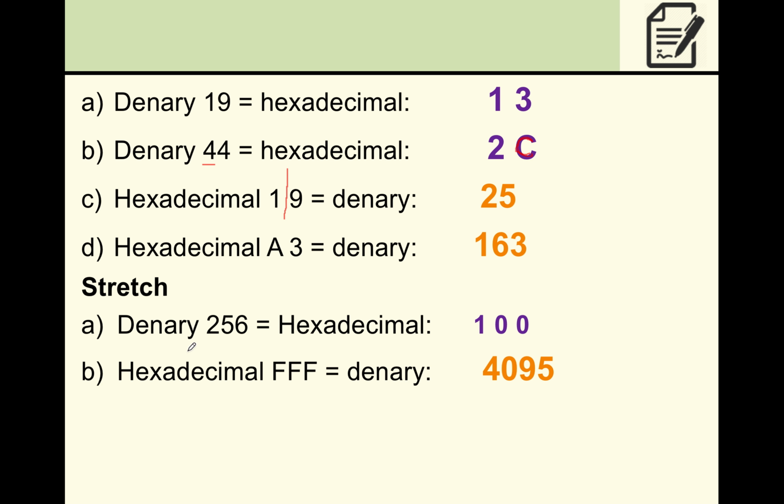And if you attempted the stretch, you've got denary 256 is equal to hexadecimal 100, which actually shows you that the maximum number that we can represent with 2 hexadecimal digits is 255, which you might recognize as being the same number that we can represent using 8 bits or 1 byte. And finally, if we had 3 hexadecimals, so we had FFF, that would translate to the number 4095.